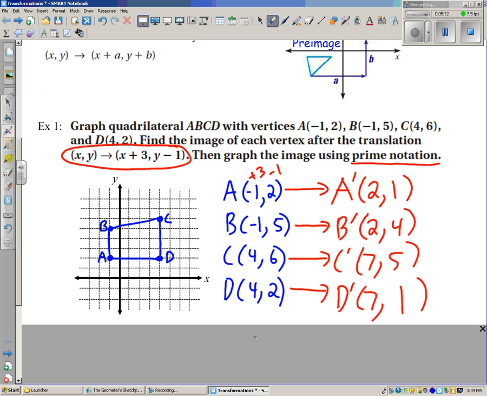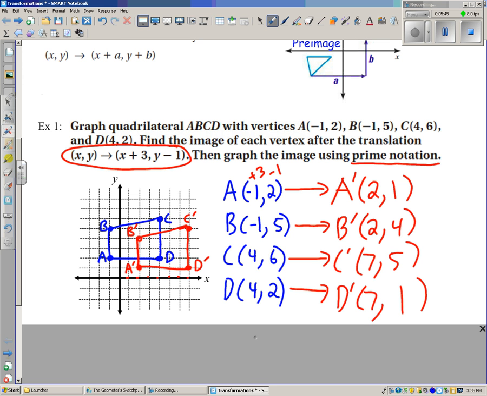Now we're going to actually plot these. So here's (2, 1), over 2, up 1. This is what we're going to call A prime. Here's (2, 4). 1, 2, 3, 4. Here's (7, 5). 1, 2, 3, 4, 5, 6, 7. 1, 2, 3, 4, 5. That's C prime. And finally, D prime is going to be (7, 1), right here. And then we connect the vertices to make our new quadrilateral.